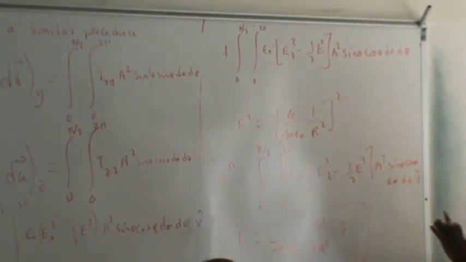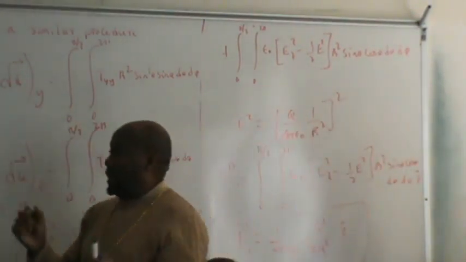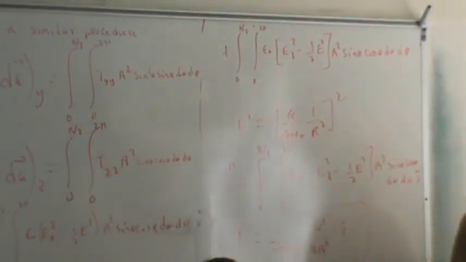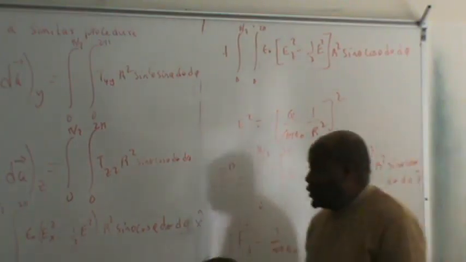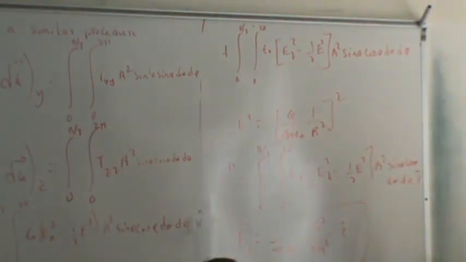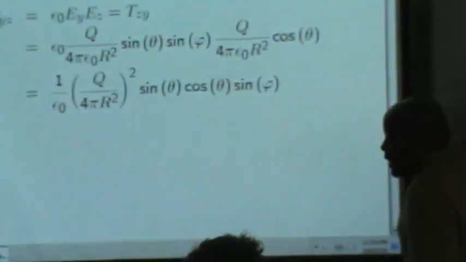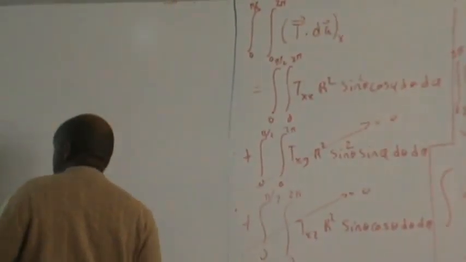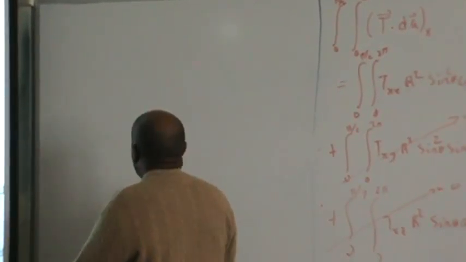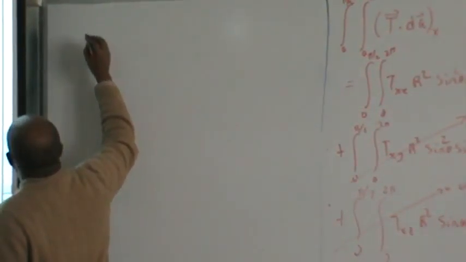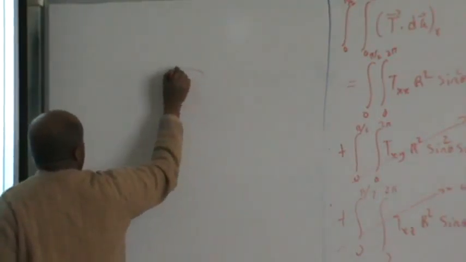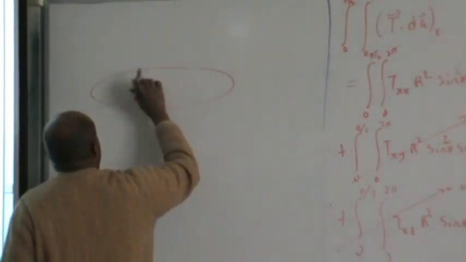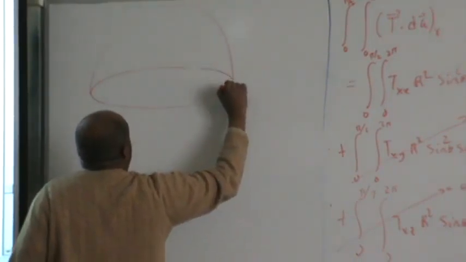So this is what we found by considering the spherical surface. But we have to consider also the plane surface. So what should be the area vector for the plane surface? R squared z hat, yes. So this is the surface that we are considering. We have already done this one.